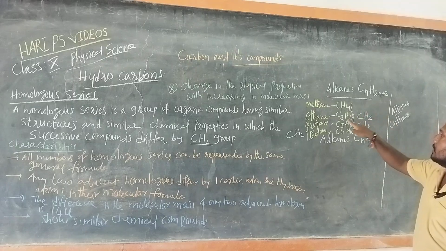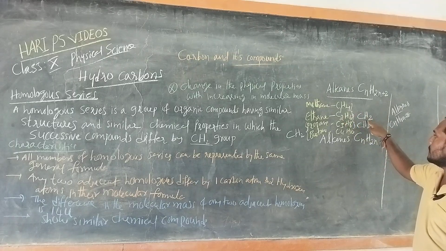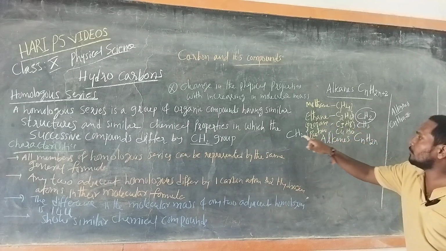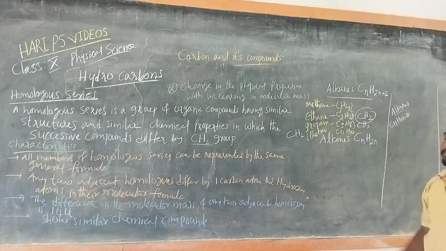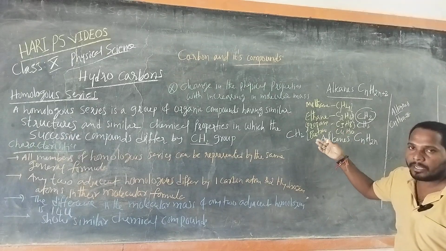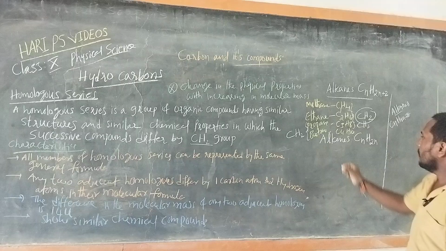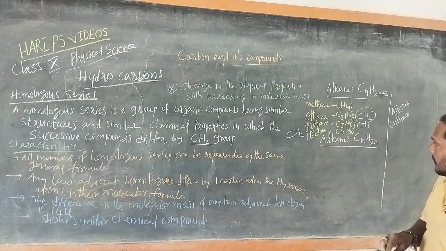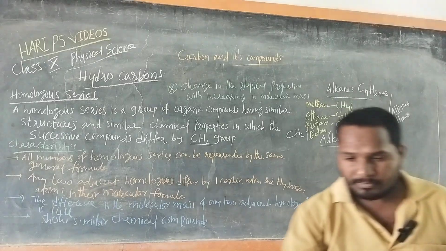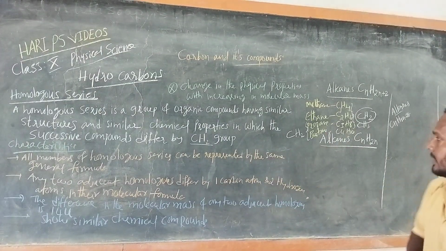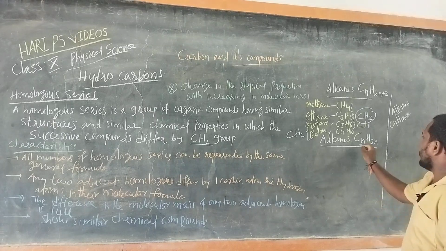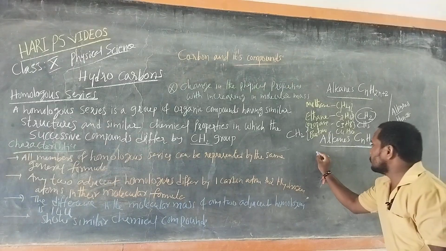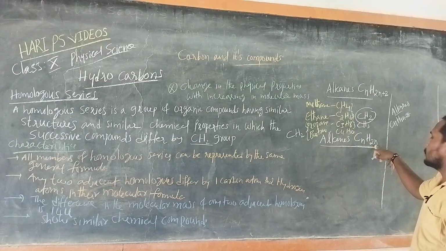Methane CH4, ethane C2H6, difference CH2, one CH2 group. Ethane and propane, one CH2 group. Propane and butane, CH2, like pentane, hexane, heptane, octane. In case of alkenes, let us understand. The general formula is CnH2n.